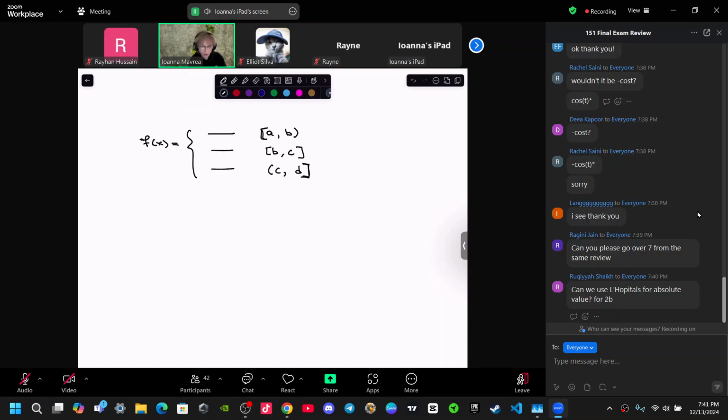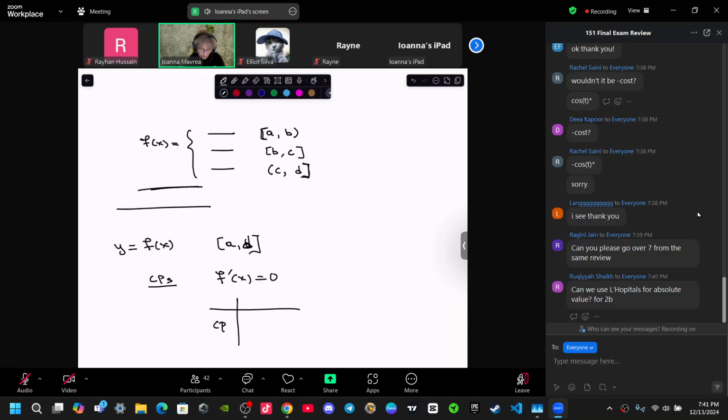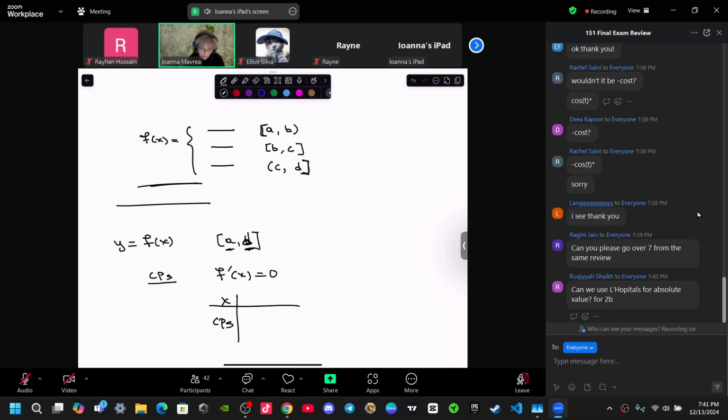So how do we do it? Normally, you don't have a function that looks this bad. Normally, you have a function that has one definition from A to D, let's say, right? So what do you do? You find the critical points, right? By taking the derivative, set it equal to 0. Then you collect all the critical points, all those x's. You also collect the endpoints, A and D. And you say, okay, what's the y coordinate? And you check all the y coordinates. The largest is the maximum, the smallest is the minimum.